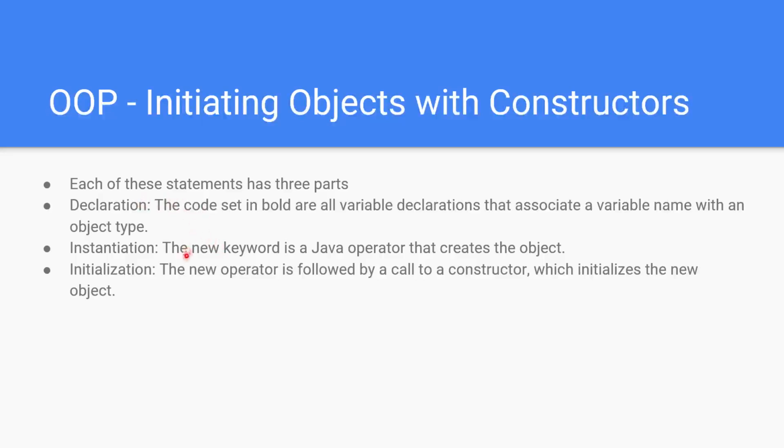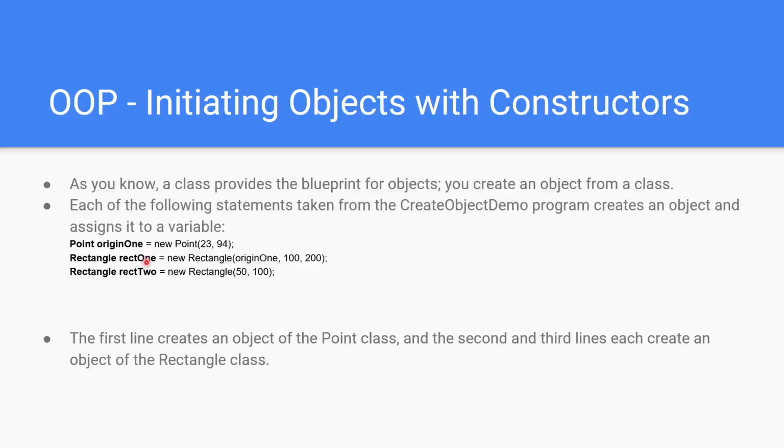So each of the statements has three parts. It has the declaration, it has the instantiation with the new keyword, and then the constructor is over on the right. And we can see that right here. We have the object, we have the class, and then we have the constructor.